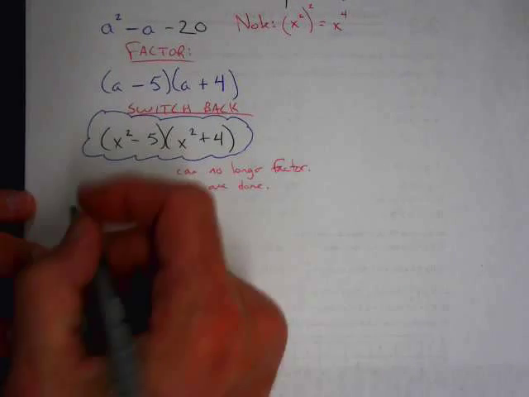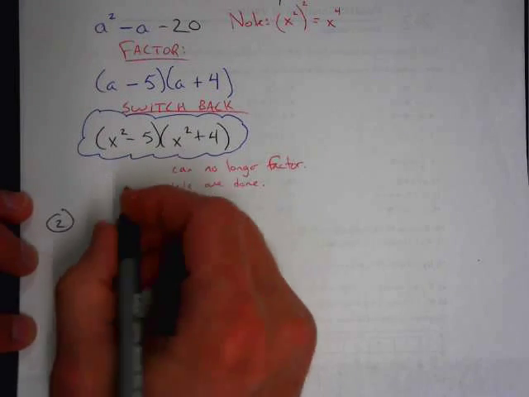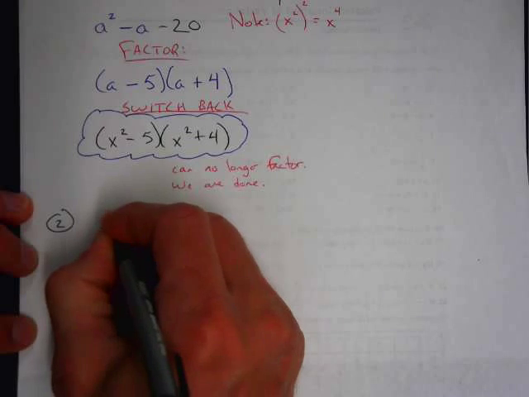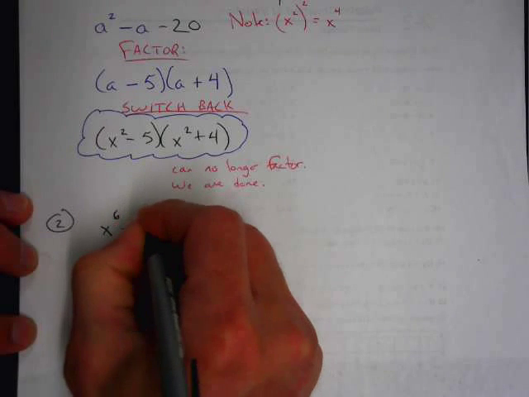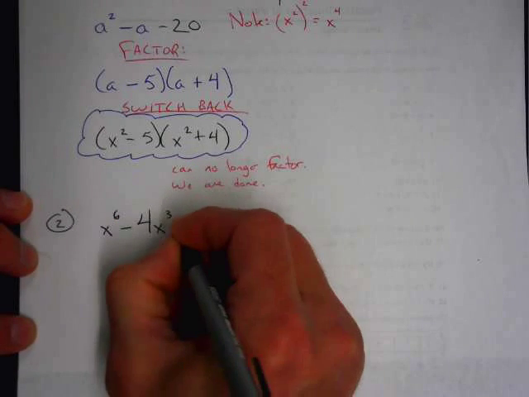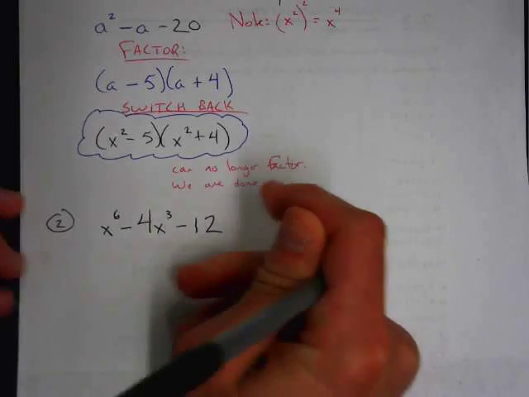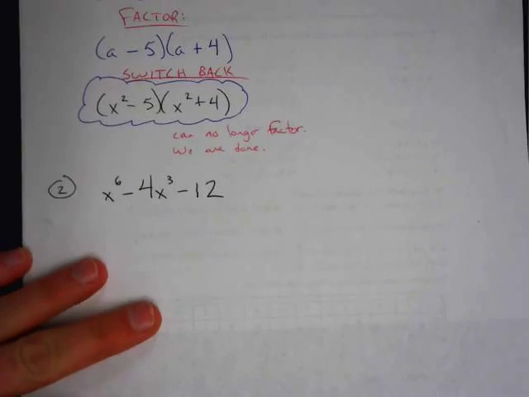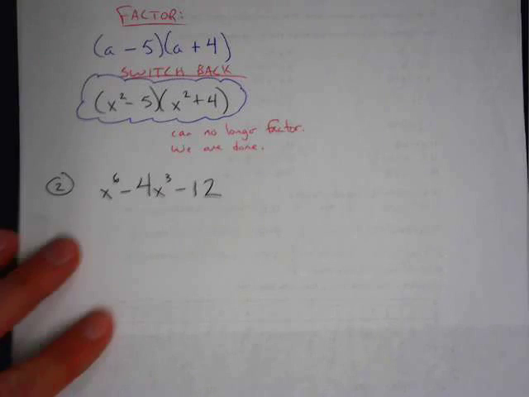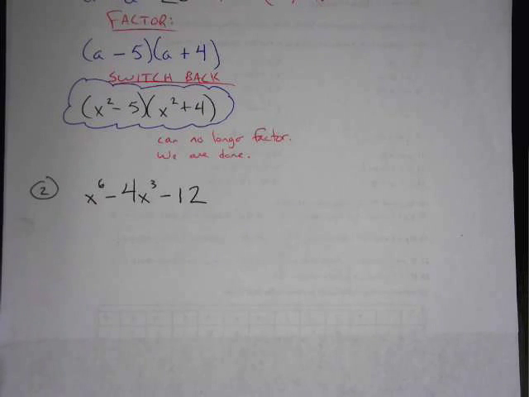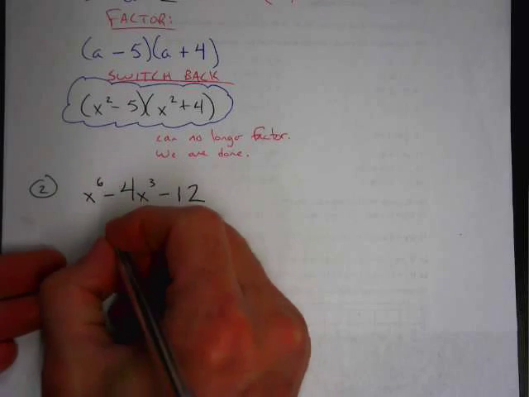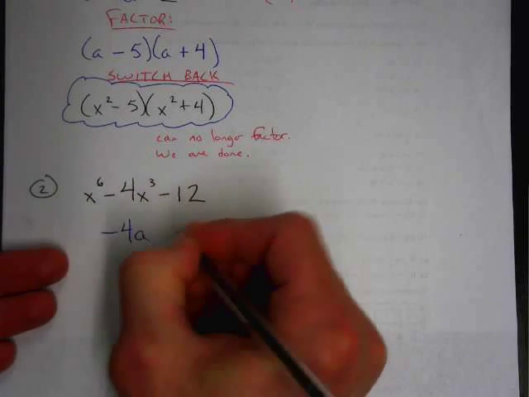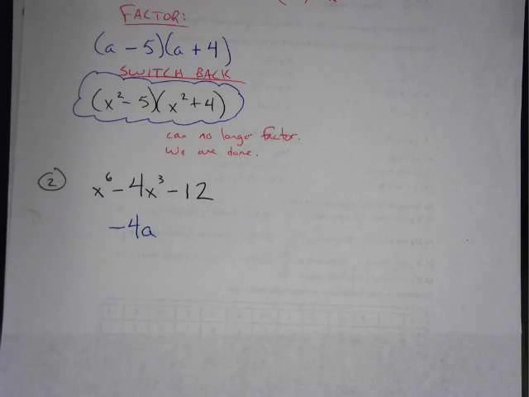Now what we can do is look at number 2. If you remember the expression number 2 was x to the 6th minus 4x to the 3rd minus 12. How can we factor that? Well, clearly we have a trinomial. That's cool. But can we turn it into a quadratic trinomial? Can we set it up to where what we're looking at is minus 4a? You know, that would be a good idea. And there is a way.